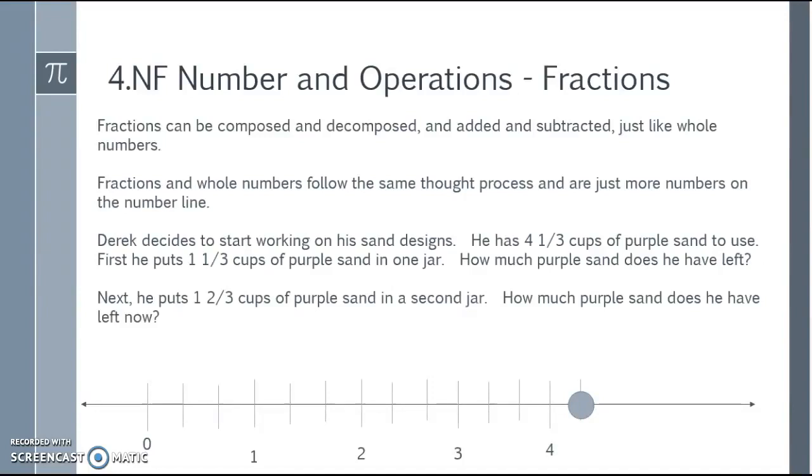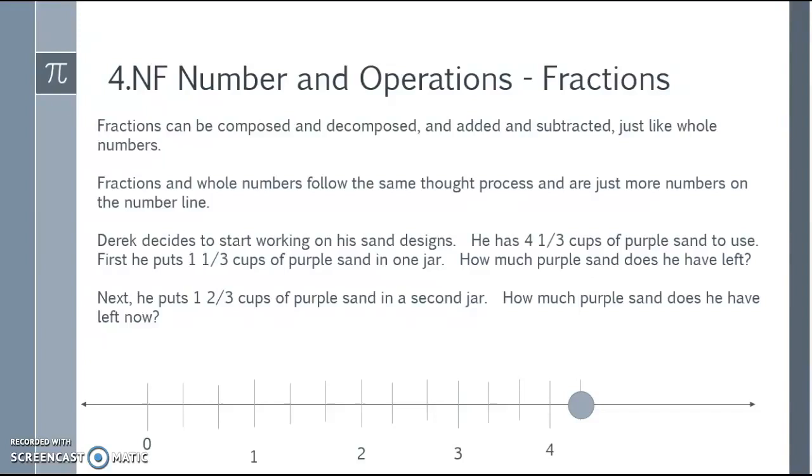So on my number line, I have 1, 2, 3, and 4. And not only that, but they're split into copies of 1/3. So I start at 4 copies of 1/3. That's what we started with. First, he puts 1 1/3 cup of purple sand in a jar. How much does he have left now?